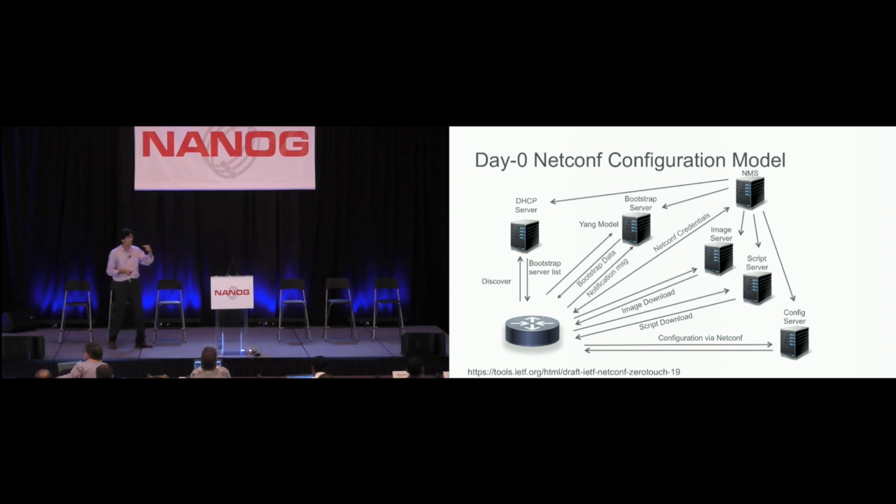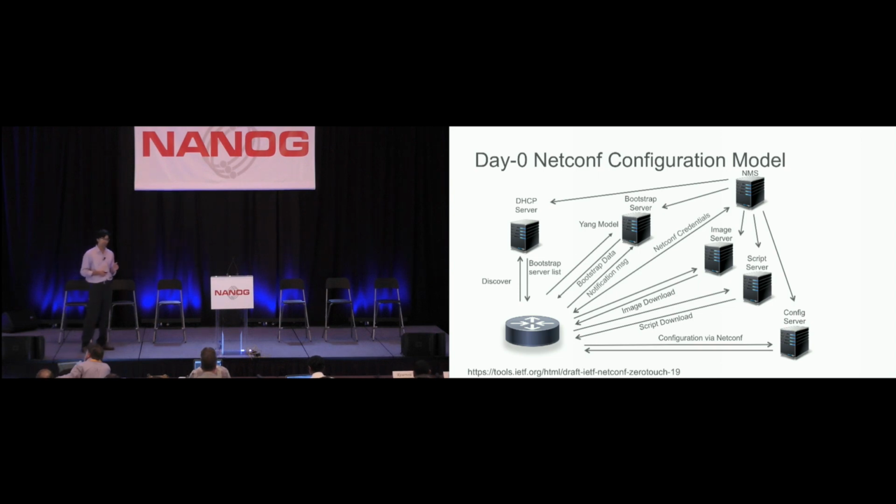DHCP server in return sends a number of boot server list. It could be one server, it could be a server list, multiple servers, right? Then it will send the information to the boot server. The role of the boot server is not only for the bootstrapping data, but also for notification messages. The notification messages can be used for both purposes.